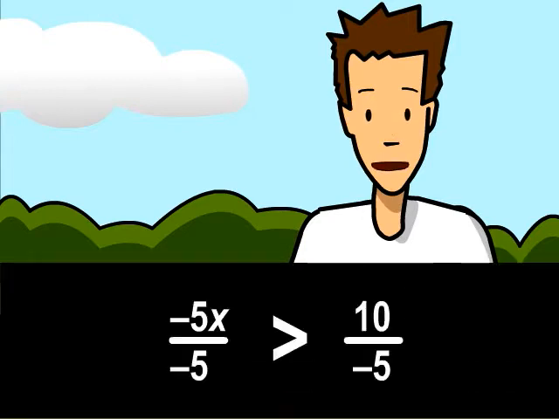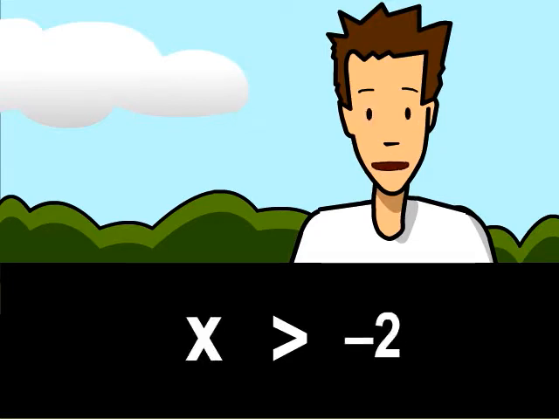Okay, now we use division to solve this inequality. Negative 5x divided by negative 5 is x, and 10 divided by negative 5 is negative 2. So we've got x is greater than negative 2. But that order symbol needs to be reversed because we divided both sides by a negative number. That's the rule.